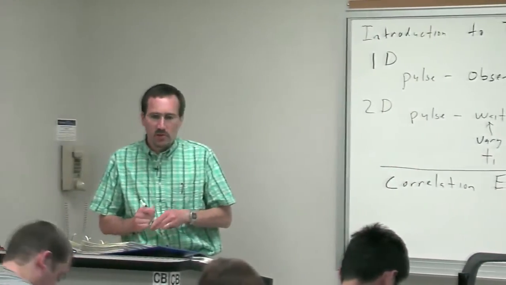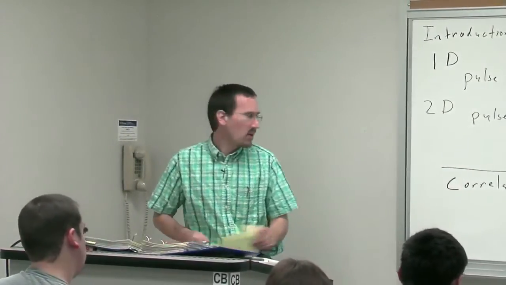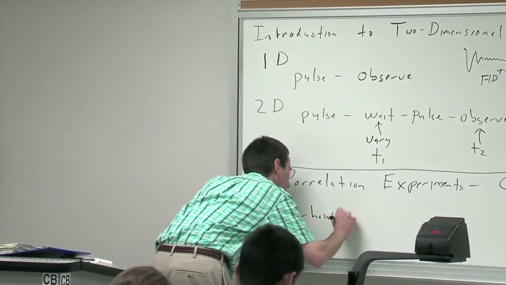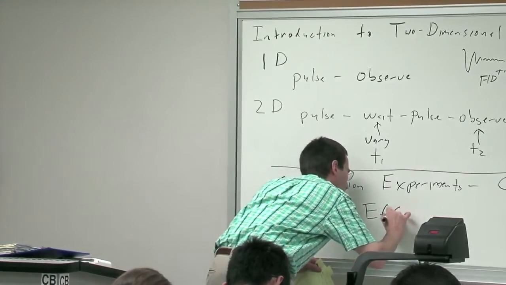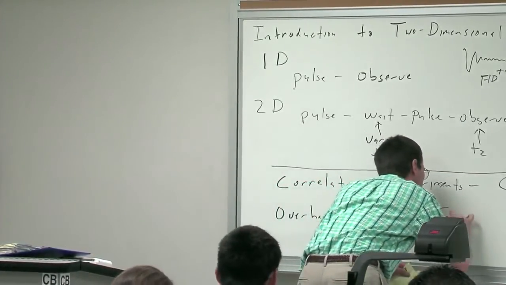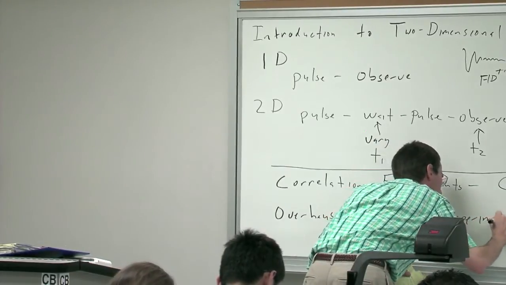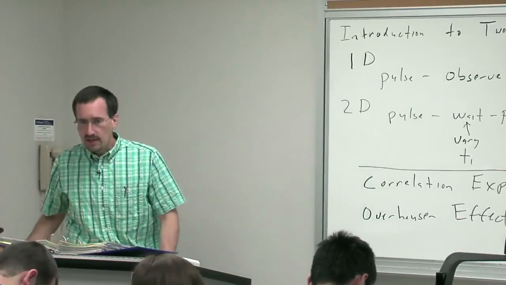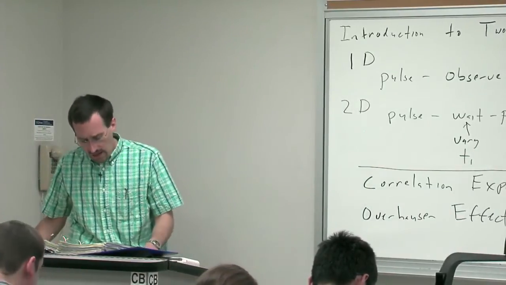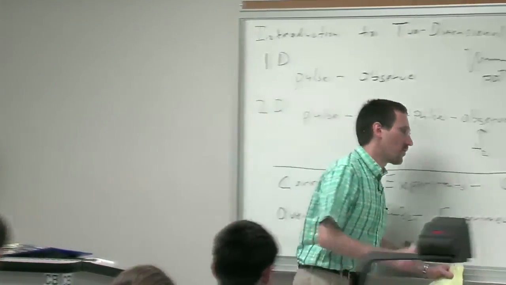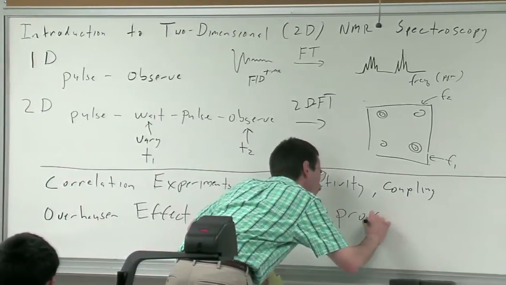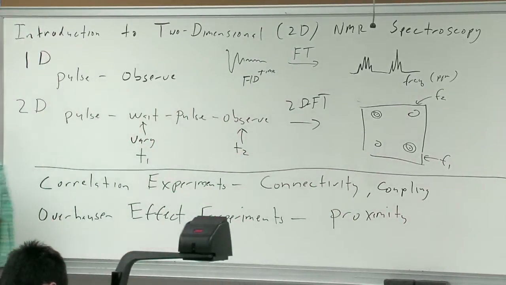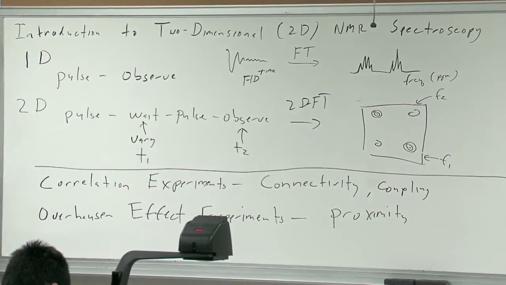The other type of 2D experiment that we'll be talking about is Overhauser effect experiments. We'll be talking more about the nuclear Overhauser effect in a couple of lectures. Those give rise to information on spatial proximity. These can be very useful for information about stereochemistry and conformation.